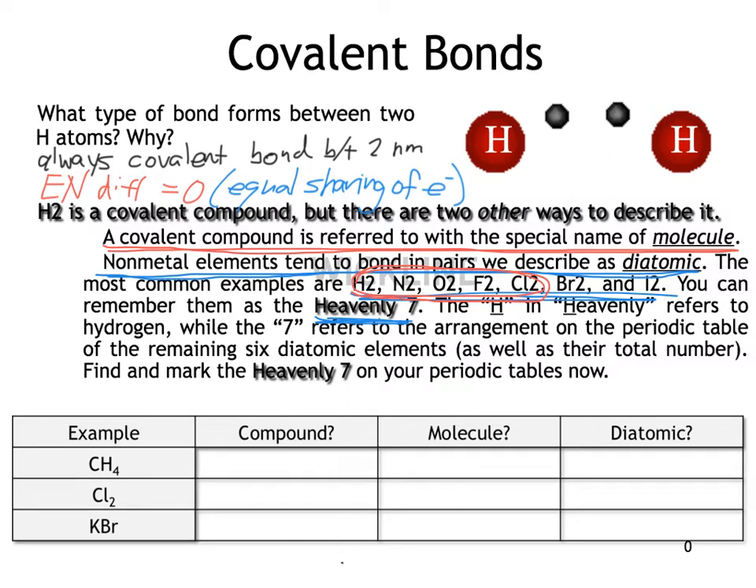I have one liquid, and that's going to be bromine. And I have one solid in the heavenly seven. So we have, let's see, five gases, one liquid, and one solid.